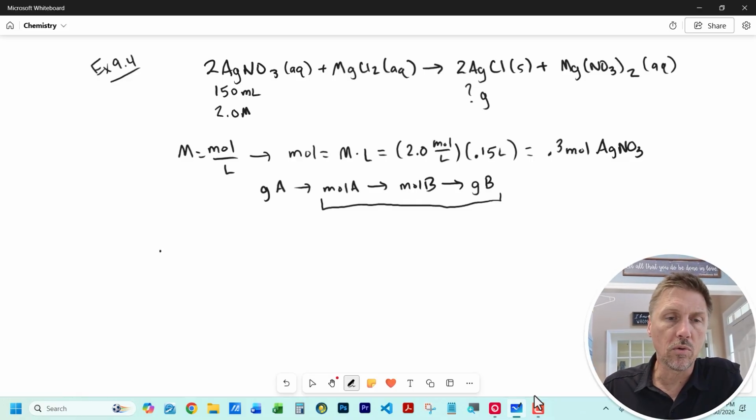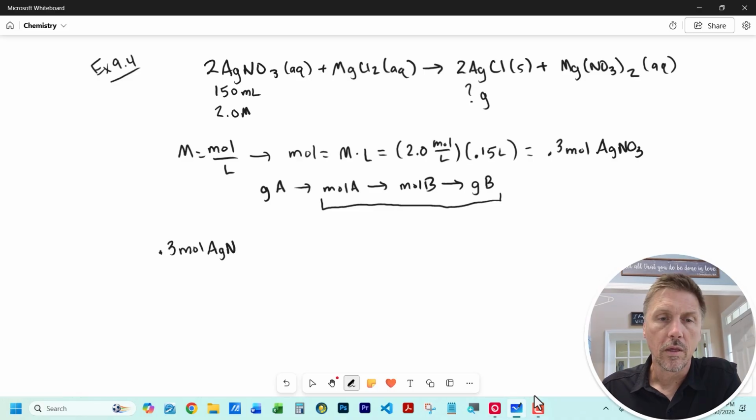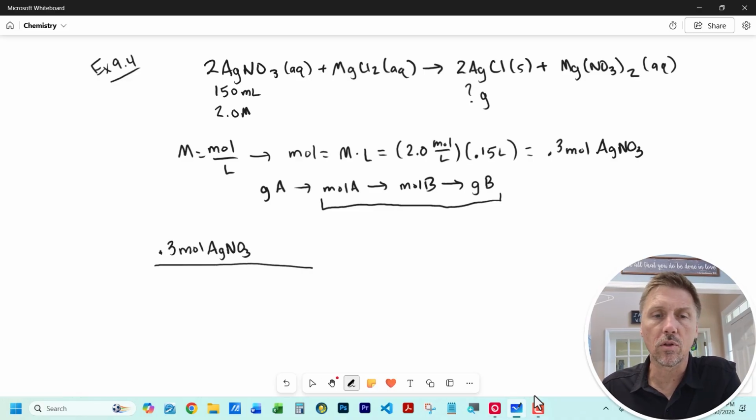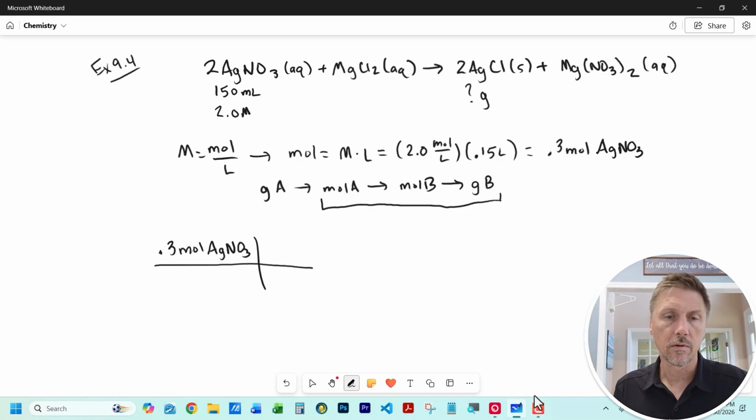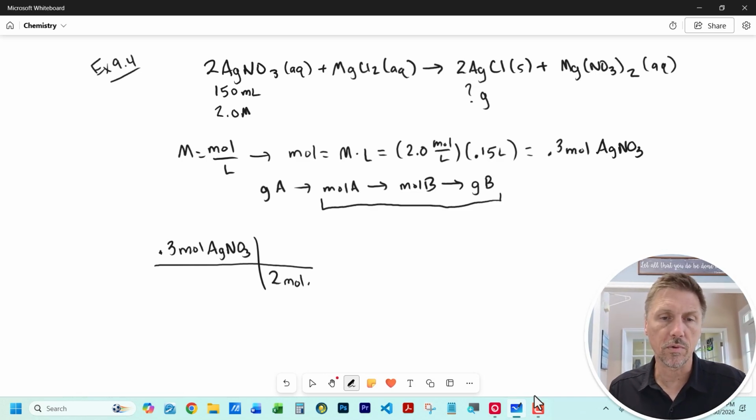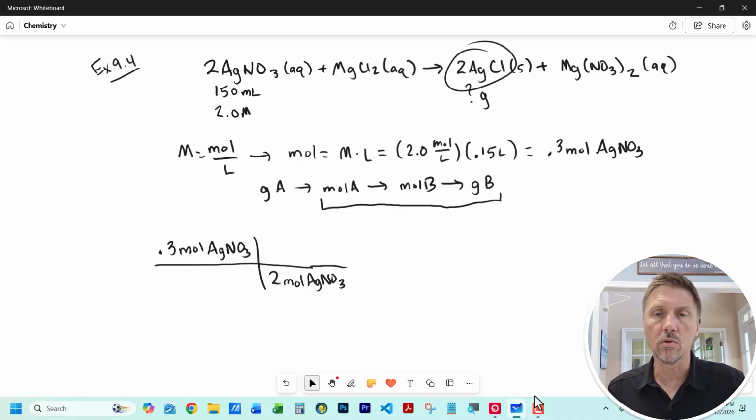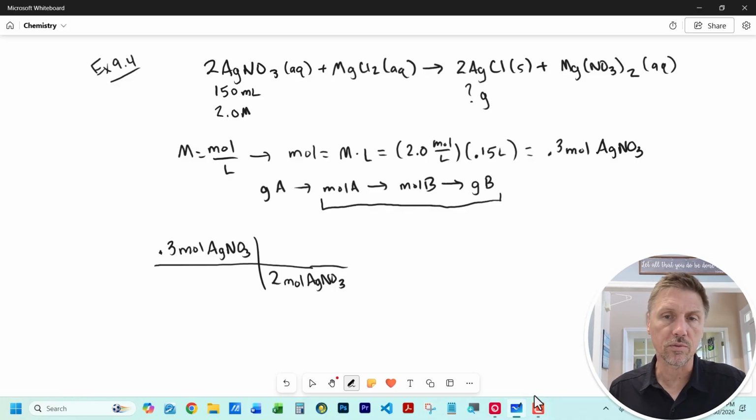All right. So we take 0.3 moles of AgNO3, and we can tell from our balanced chemical equation that 2 moles of AgNO3, we'll put that on the bottom because that's the unit we want to cancel out, is equal to 2 moles of AgCl, because that's what we're trying to convert to. So the moles of AgNO3 are going to cancel out, and we're going to be left with moles of AgCl.